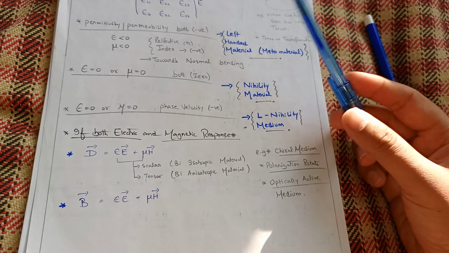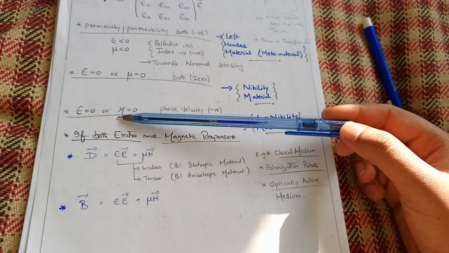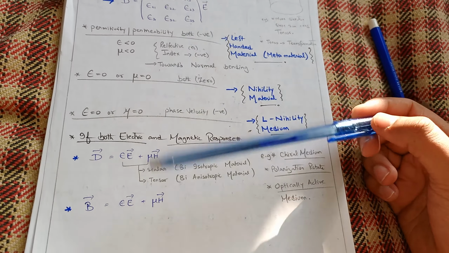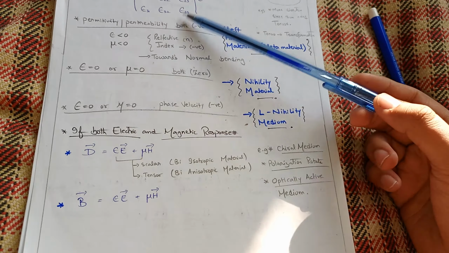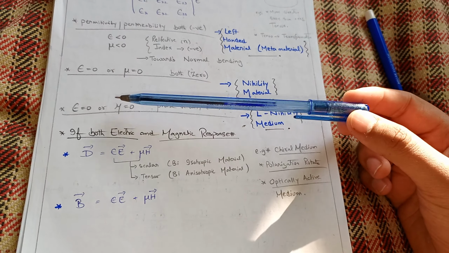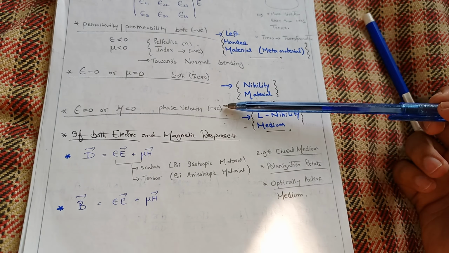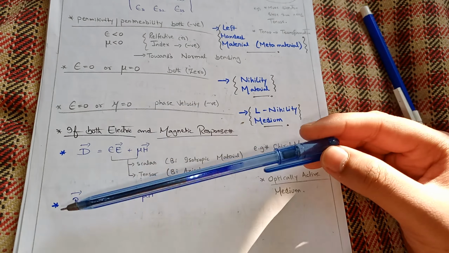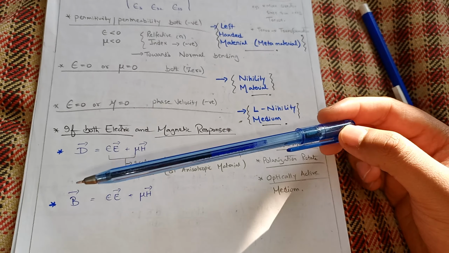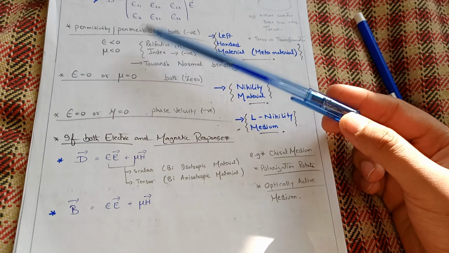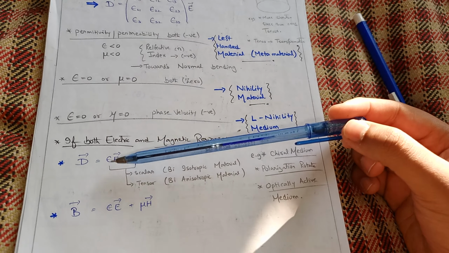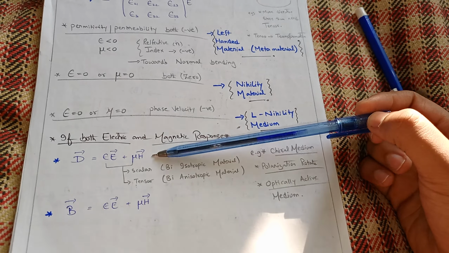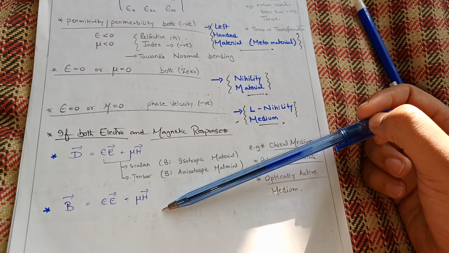So if both electric and magnetic responses are present, then you have to add. You have to add in terms of D and you have to add in terms of B. So you know that the electric response is epsilon E, and the magnetic is mu H, and in the form of B you can write it as the sum of this.